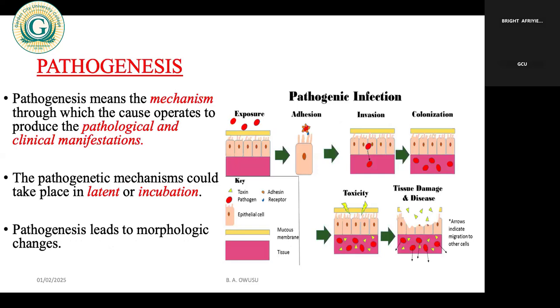We came down to pathogenesis, where we looked at mechanisms, and we said that the mechanisms through which we will have pathological and clinical manifestations will be pathogenesis. We said the pathogenetic mechanisms could be latent or incubational. And when we move from pathogenesis, then we are dealing with morphologic changes.